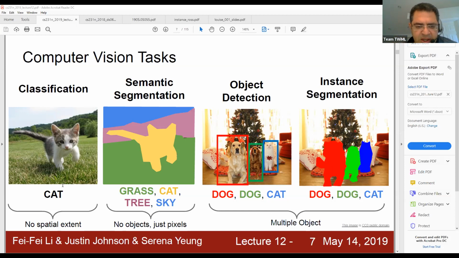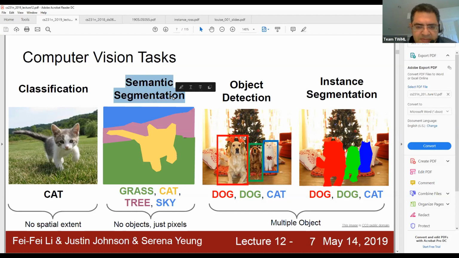For example, the first one is semantic segmentation, where what we are trying to do is give a class to each pixel. Is this pixel a cat pixel? Is it a grass pixel? Is it a tree pixel? Or is it a sky pixel, right? So you're trying to give a label, a class, for each pixel, and that is generally referred to as semantic segmentation.